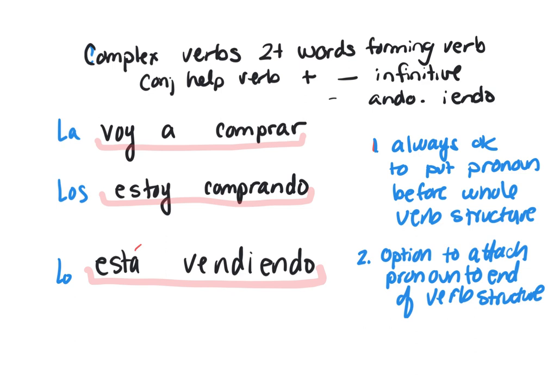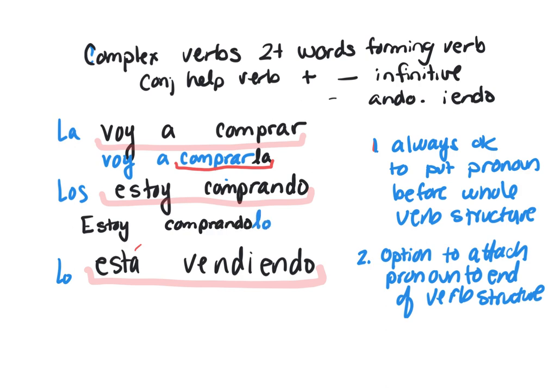Okay, so for the last one here, let's do these over again. So instead of la voy a comprar, I could do something like this. Voy a comprar la. And I attach it, and it's all one long word there. So this now is all one word. Okay, let's look at this next one. So instead of los estoy comprando, I could say estoy comprando los.